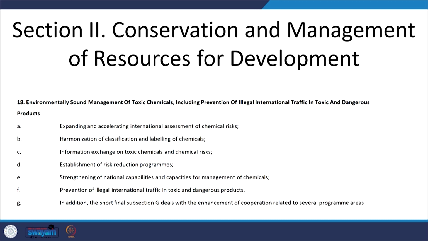Next is environmentally sound management of toxic chemicals, including prevention of illegal international traffic in toxic and dangerous products. We have seen how nuclear waste dumped by one country affected a large part of the world's seas, and how it entered the food chain and affected a large population. Such can be the impact of poor management of these toxic chemicals, hence this agenda.